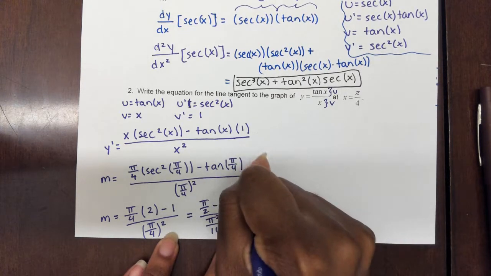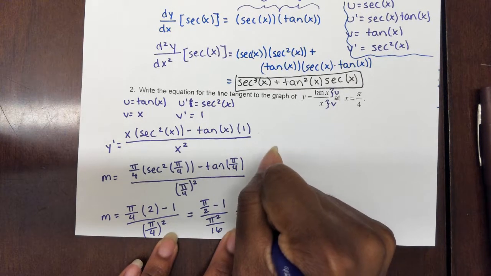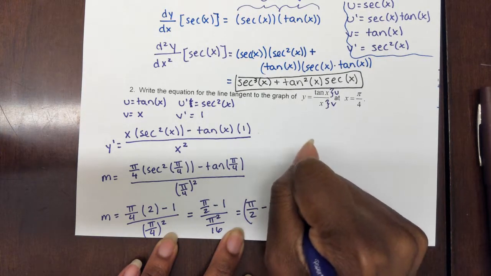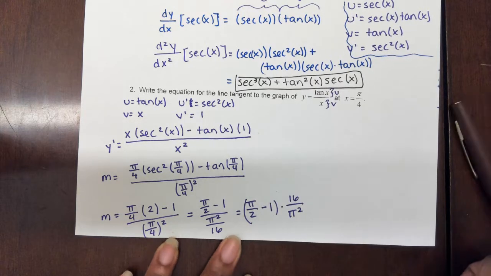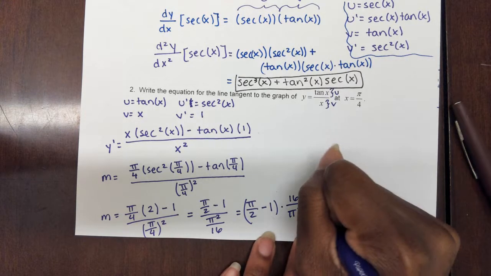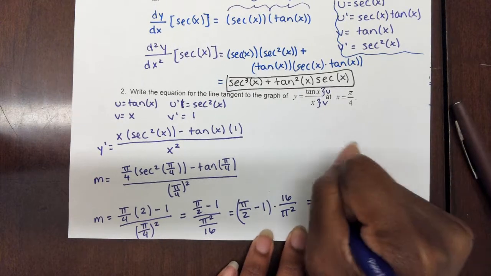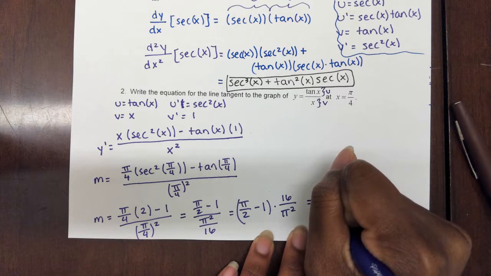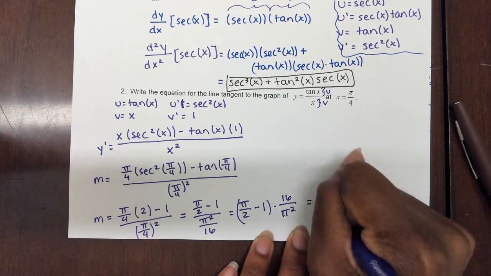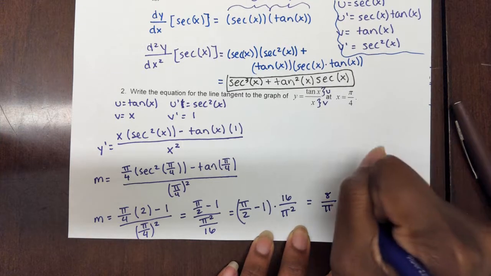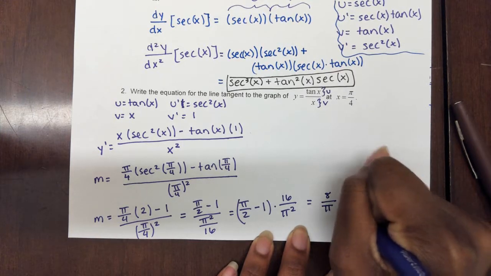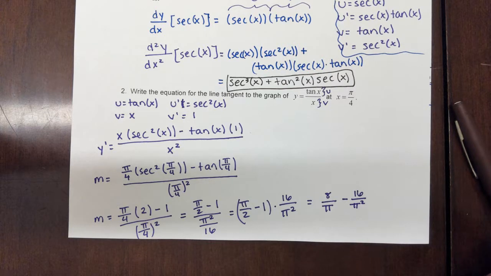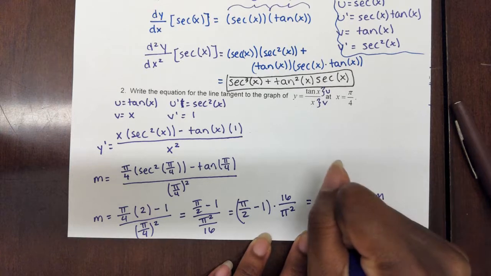Which is equal to pi over 2 minus 1 times 16 over pi squared, which reduces to 8 over pi minus 16 over pi squared. So that is the slope of my tangent line.